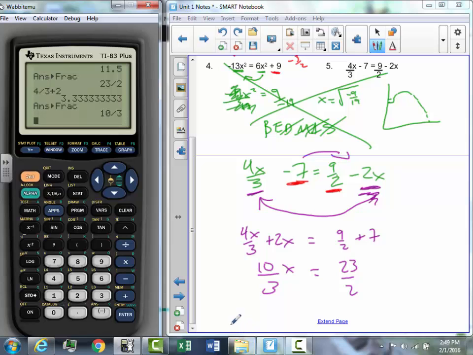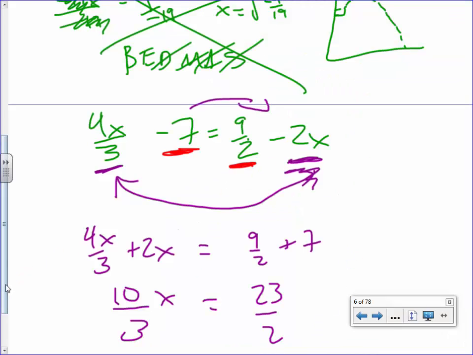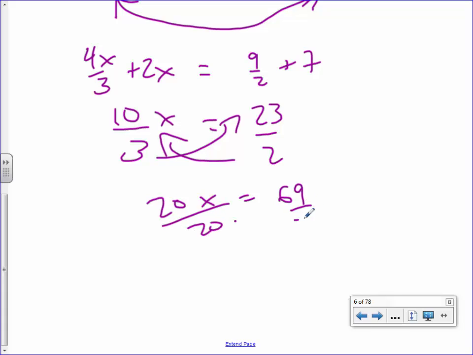Everyone good up to that point? All right. At this point, do we have fraction equals fraction? Now I can cross multiply. So take the 3 and the 2 and cross multiply them. So the 3 will go up with the 23. That'll give 69. 2 and 10 will give 20. And then last step, divide by 20. x will be 69 over 20. Okay, cool.